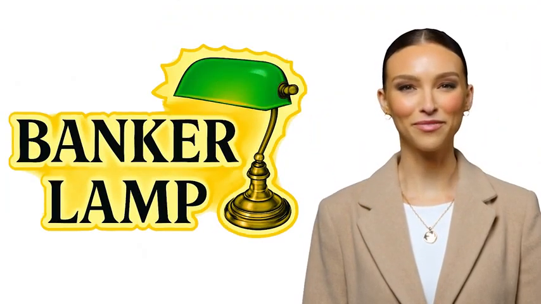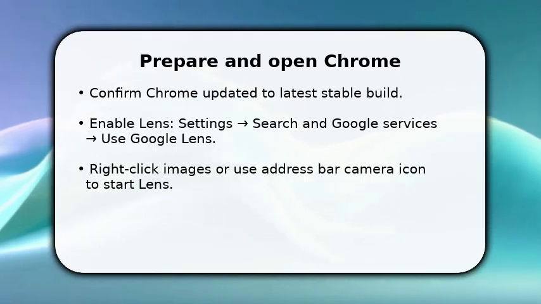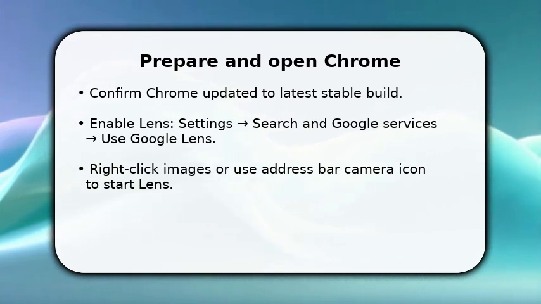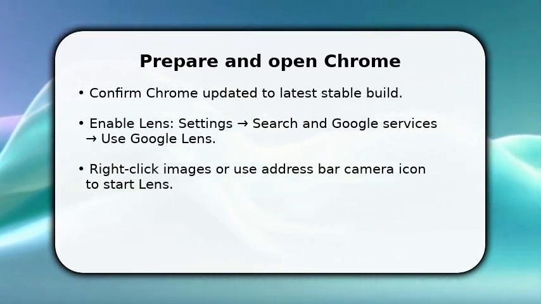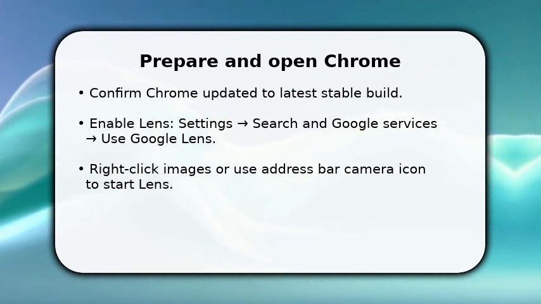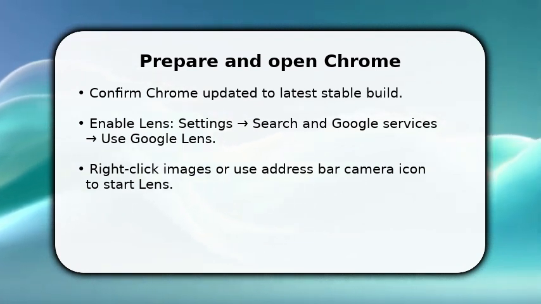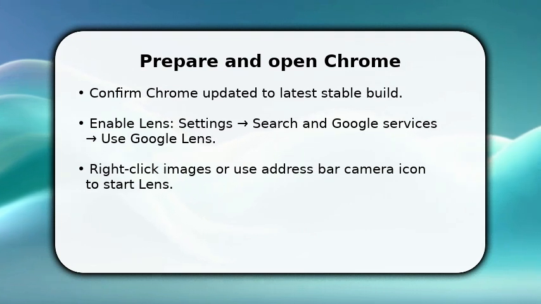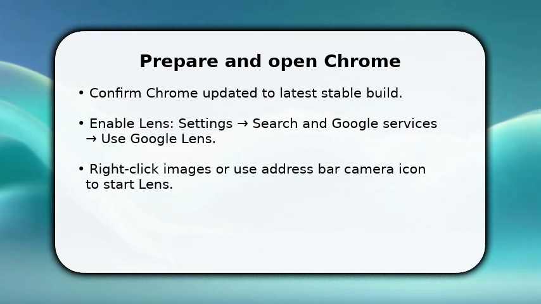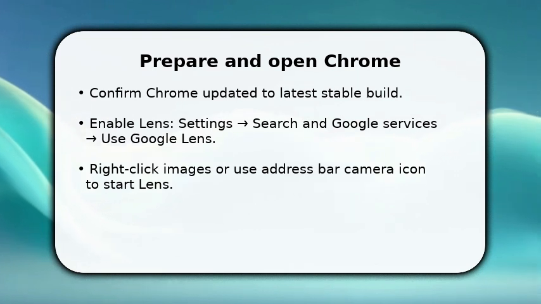Please enjoy the video. You'll start inside Chrome with the browser up to date. This avoids feature mismatches. First, enable Lens from Settings so the option appears in context menus and the Omnibox. This makes the tool persistent across tabs. Once done, practice invoking Lens by right-clicking an image or tapping the camera in the address bar on supported pages.